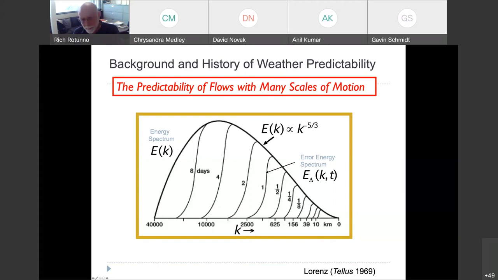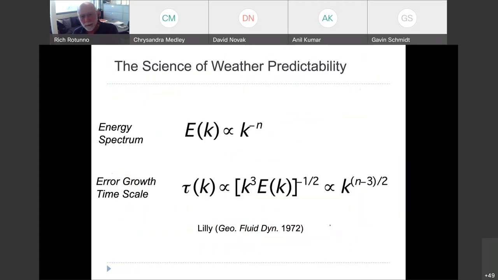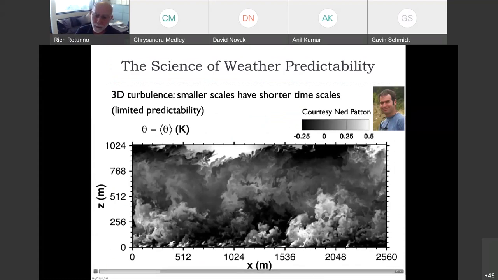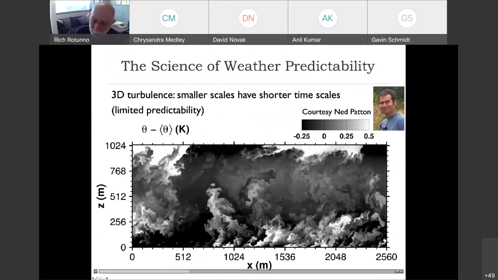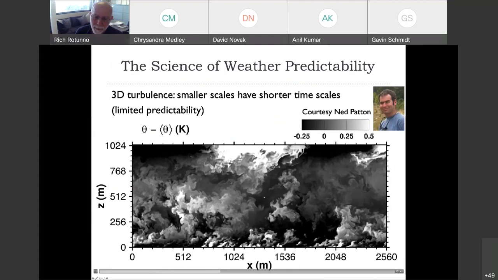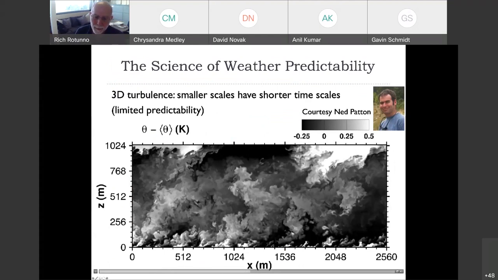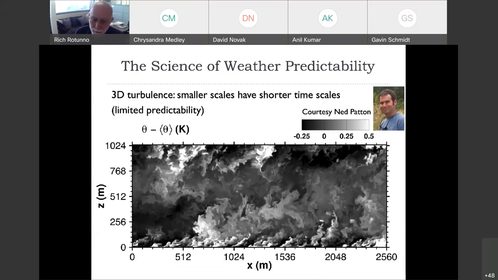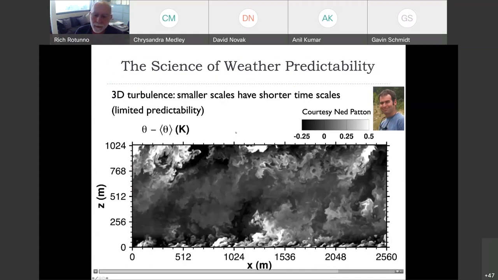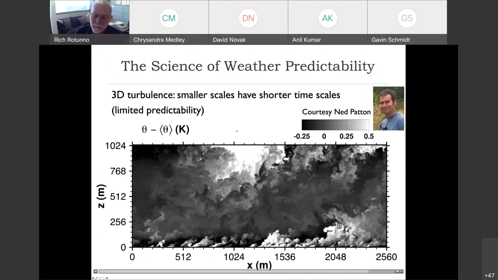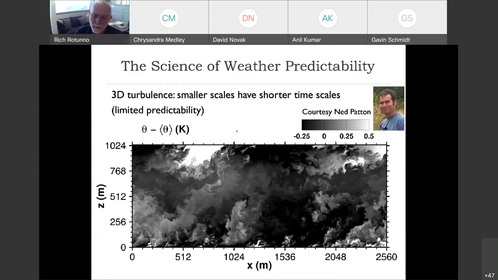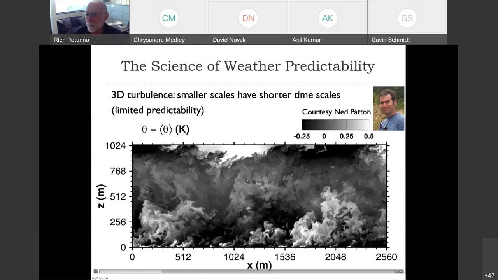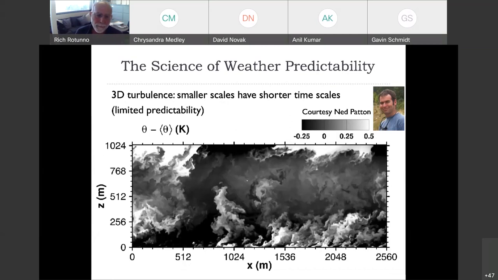So if you have a k to the minus 3 spectrum, you're definitely in the other range where the small scales rapidly saturate, and therefore going to LES won't increase your predictability. But what it will do for you is maybe give you a better estimate of vertical transfer, a better boundary layer model, basically. All right. Thanks, Rich.